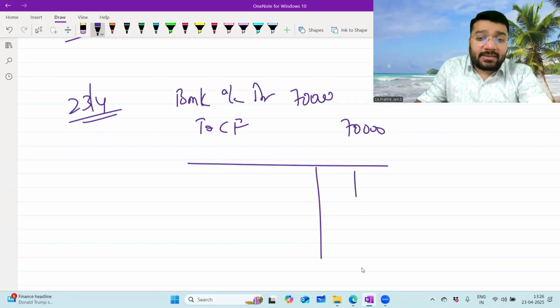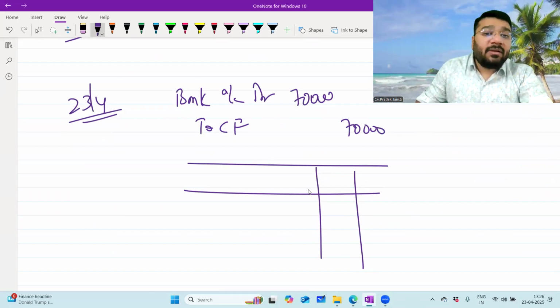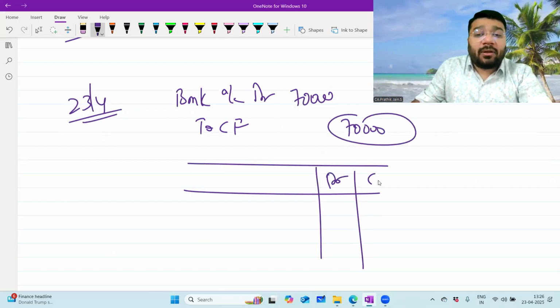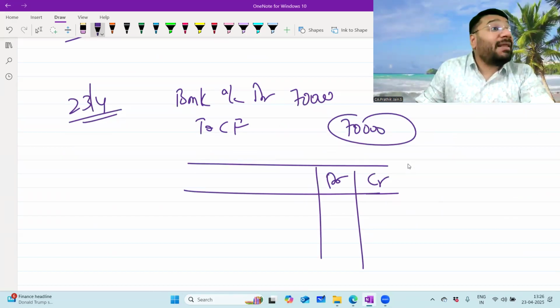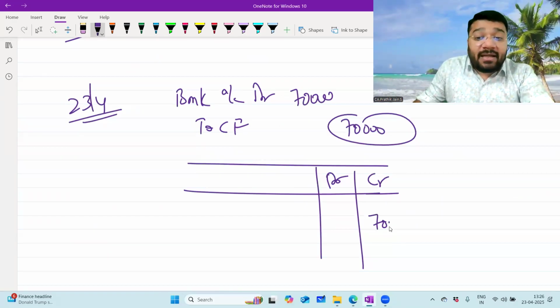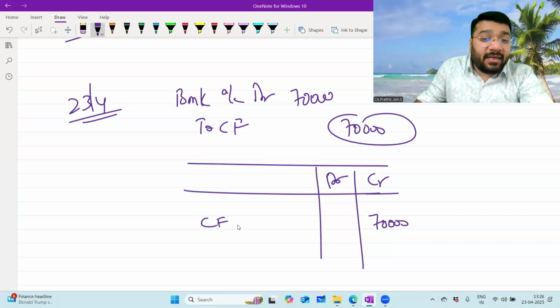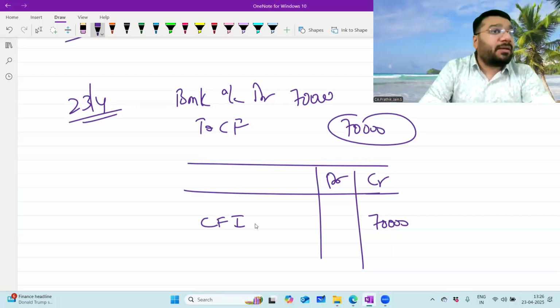So in the trial balance, where will the coaching fee come? Debit column or credit column? Sir, credit, since it is income and gain. So this ledger will have what balance? Credit balance. So 70,000 rupees of coaching fee income comes in the credit column of the trial balance.